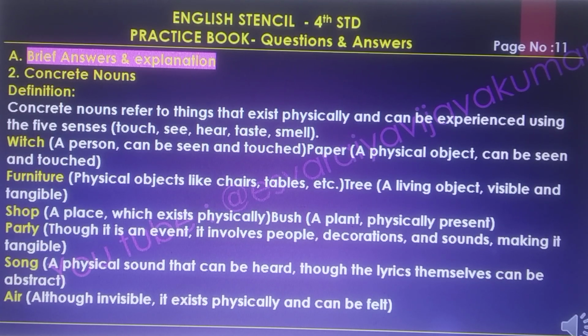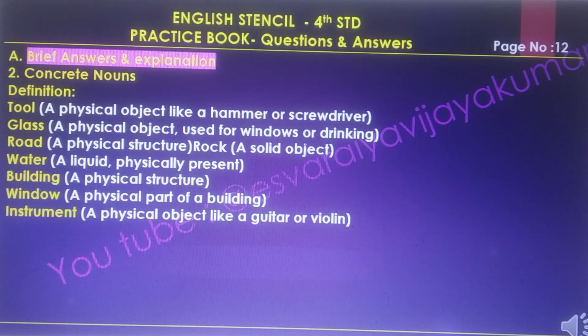Songs, a physical sound that can be heard, though lyrics themselves can be abstract. And air, although invisible, it exists physically and can be felt. Tools, physical objects like a hammer or screwdriver. Glass, a physical object used for windows and drinking. Road, a physical structure. Rock, a solid object. Water, a liquid physically present. Buildings, physical structures.